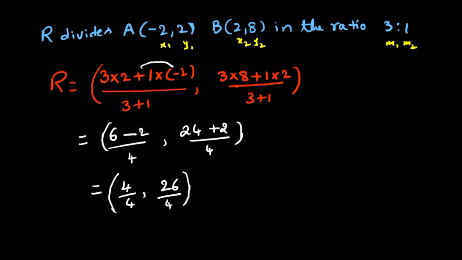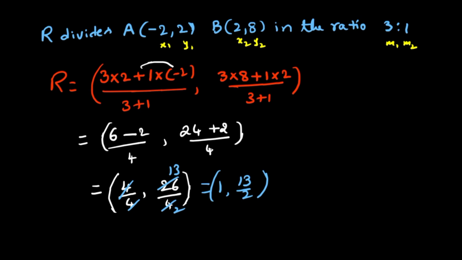So 4 4 get cancelled. We have 1, 2 2s and 2, 13 times are cancelled. This is 13 by 2. So 1 comma 13 by 2 is the answer. That means point R. So the line segment dividing into 4 equal parts means we should get 3 points, like P, Q, R. P is in the ratio 1:3, Q is in the ratio 1:1, and R is in the ratio 3:1.